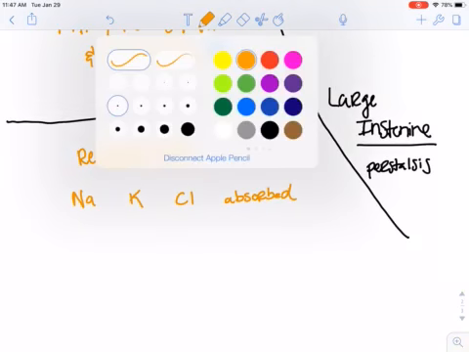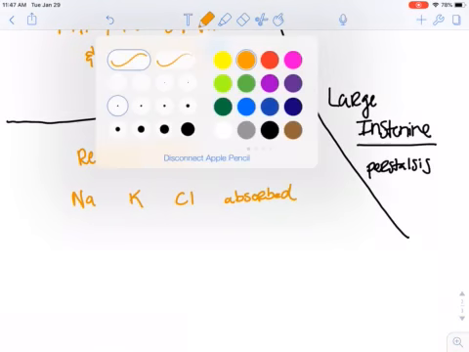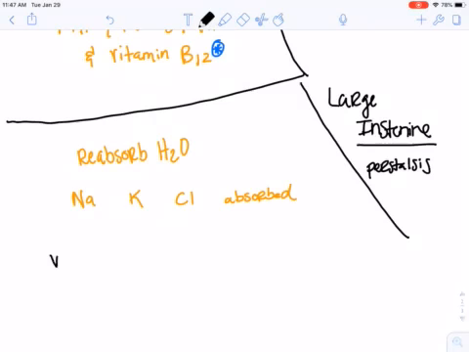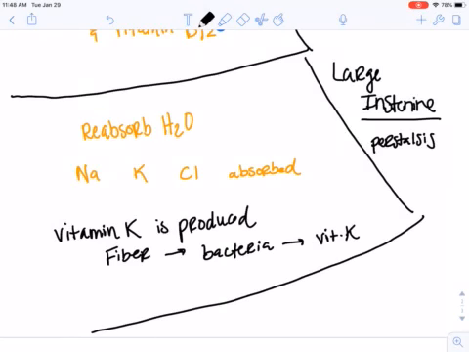At this point, we are going to continue making our waste. Just a note too, vitamin K is produced by our gut bacteria. So the fiber in our food is going to basically feed the bacteria, and then this bacteria produces vitamin K. So that's kind of a fun little fact. And then whatever's left over, we're going to excrete. So that is the gist of the GI tract.